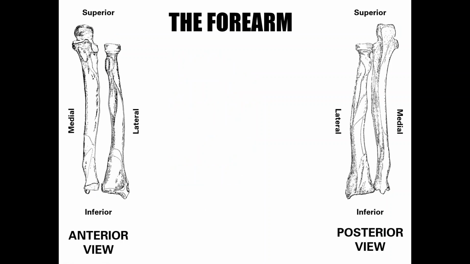All right, so let's look at the radius. We have the radial head, which articulates with the ulna, and this forms the radial ulnar joint between the radius and the ulna. We have the radial tuberosity, which is anterior on the radius.